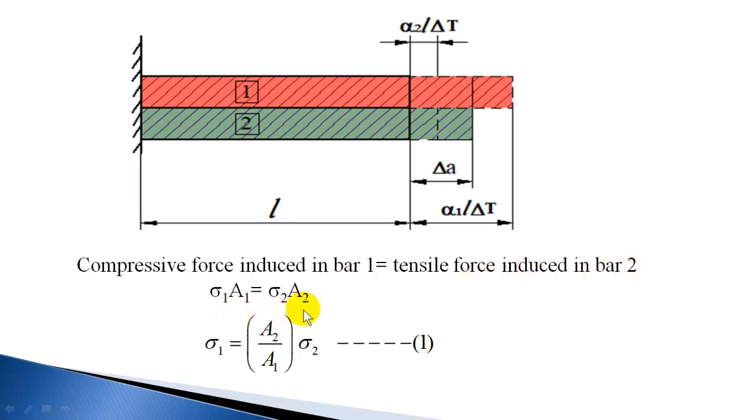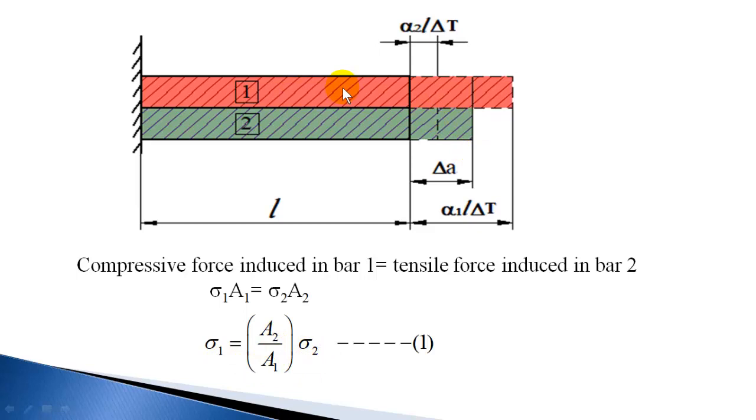So sigma 1 A1 is equal to sigma 2 A2. So you can say sigma 1 is A2 by A1 into sigma 2. It is an area ratio, so it all depends on areas. If A2 is more and A1 is less, then you get this factor higher, and the stress induced in bar 1 will be higher. If both are of equal area, the stress induced will be equal.